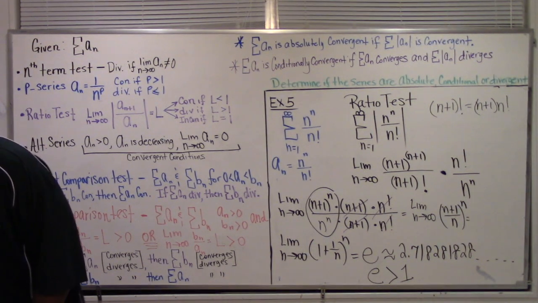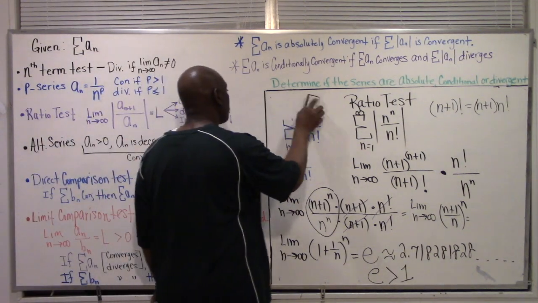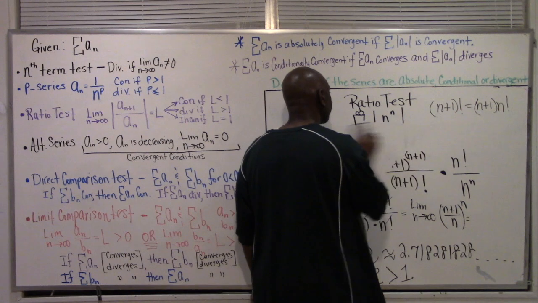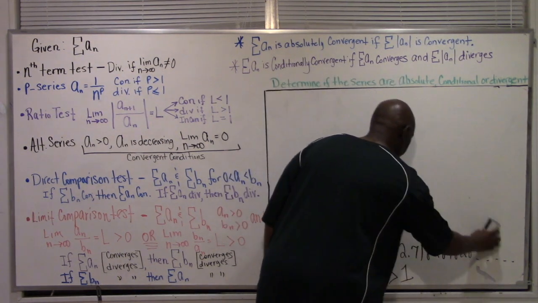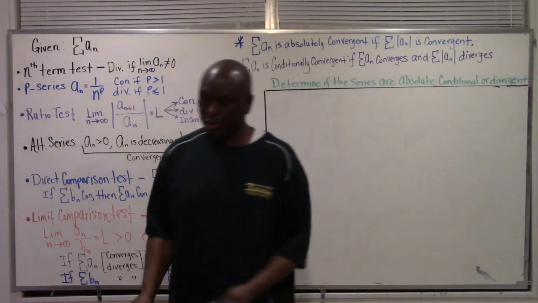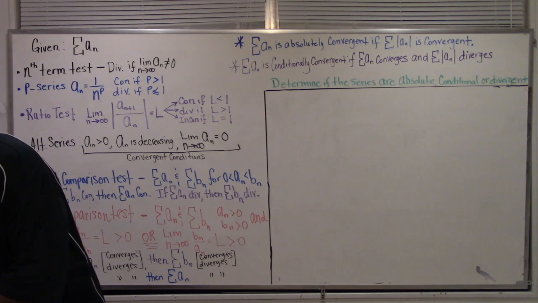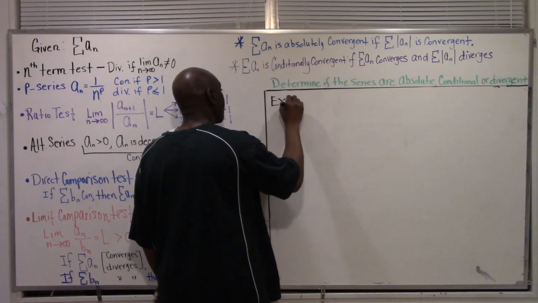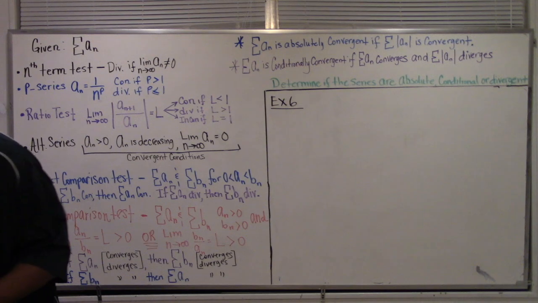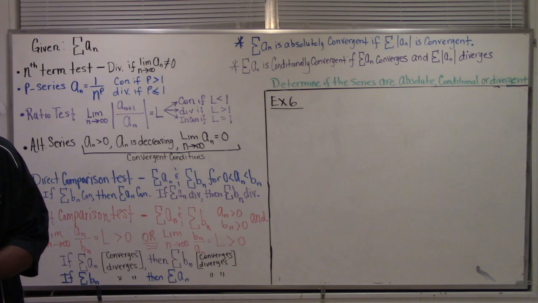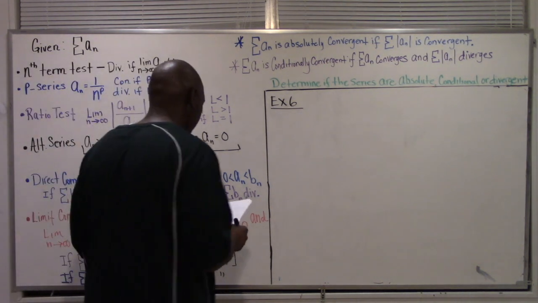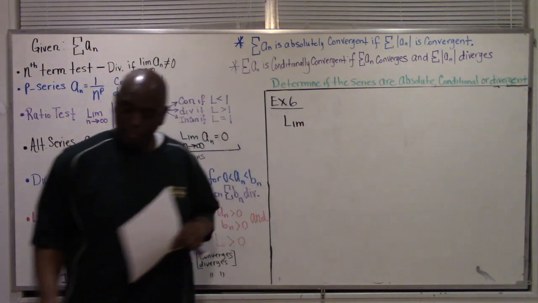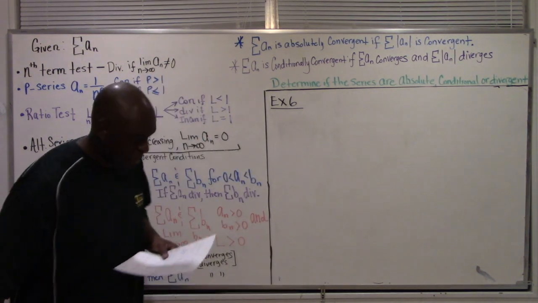Okay. Let's look at one more example. Let's do one more and let's see if it's going to absolutely converge or diverge. This is example 6, I believe. Check my time here. Yeah. Example 6. All right. Which one do we want here? Let's see. We got to start with the series.